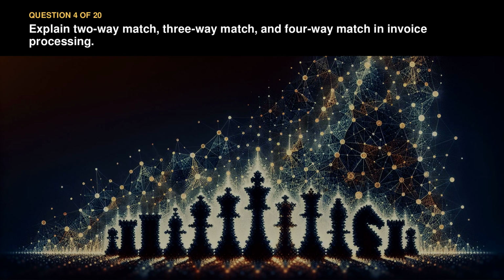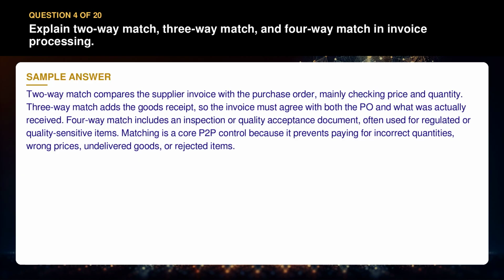Question 4. Explain two-way match, three-way match, and four-way match in invoice processing. Two-way match compares the supplier invoice with the purchase order, mainly checking price and quantity. Three-way match adds the goods receipt, so the invoice must agree with both the purchase order and what was actually received. Four-way match includes an inspection or quality acceptance document, often used for regulated or quality-sensitive items. Matching is a core P2P control because it prevents paying for incorrect quantities, wrong prices, undelivered goods, or rejected items.